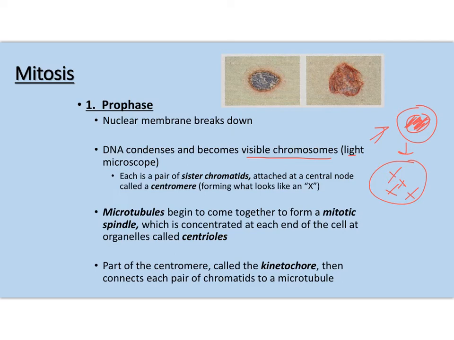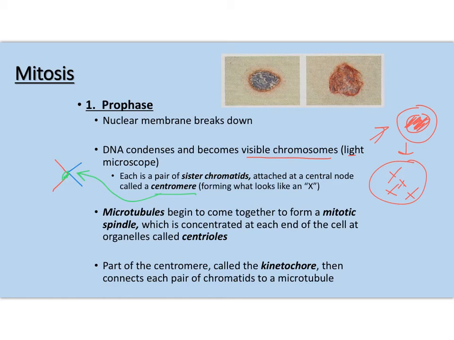Now each of these X's is a pair of sister chromatids attached at a central point called a centromere. So essentially here we've got a chromatid there in red and a chromatid in blue. And then we've got this centromere here in green, which is connecting the two. And when we look at this, what we know is that the red one is identical to the blue one, because that's the copy we made back in S stage of interphase.